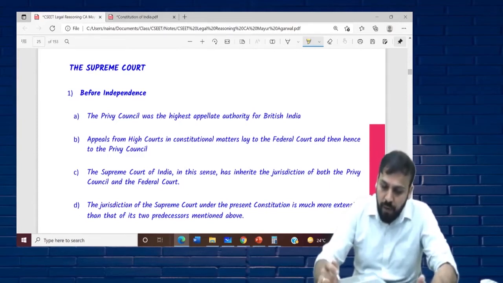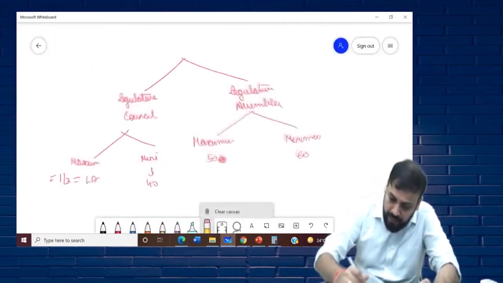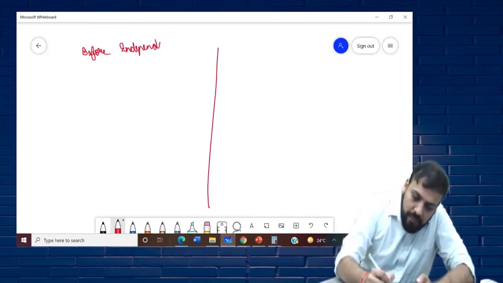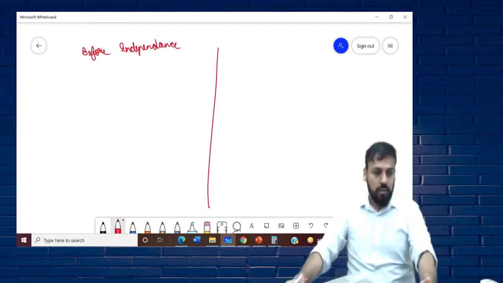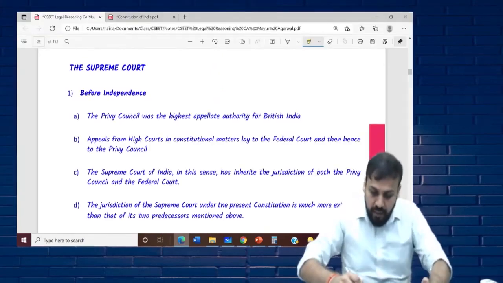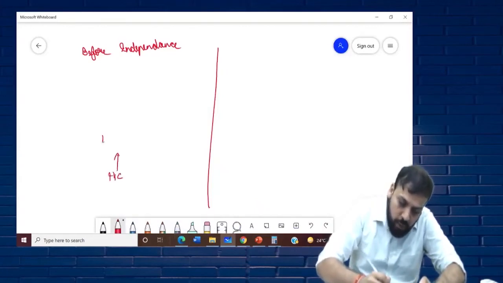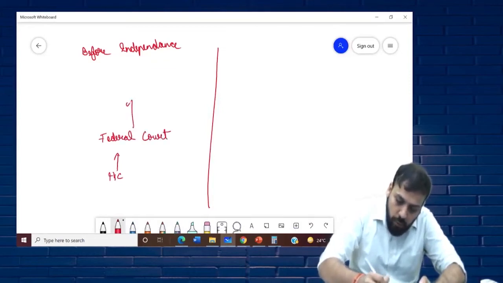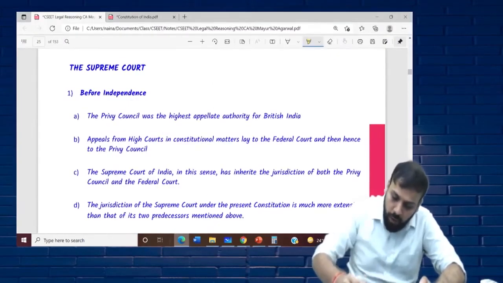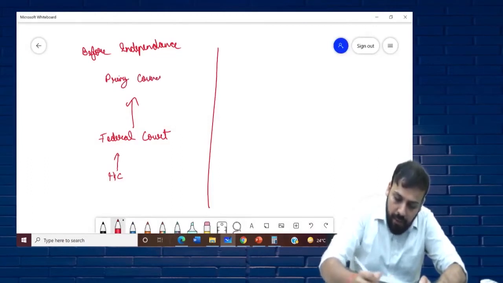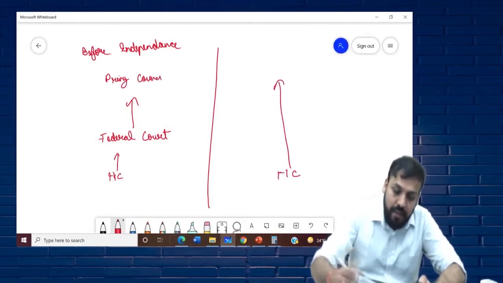Then appeals from High Court. See what used to happen earlier, before independence. I'll tell you. Before independence, after the High Court, you appeal to Federal Court, followed by Privy Council. Privy Council was the highest. But now in India, there is High Court and directly the Supreme Court.